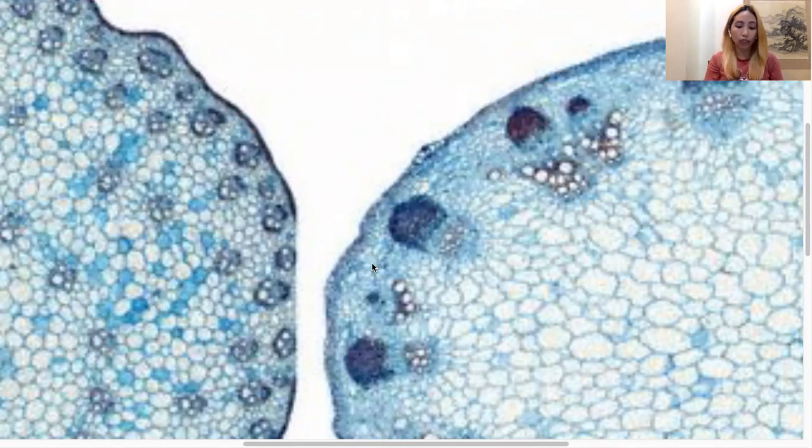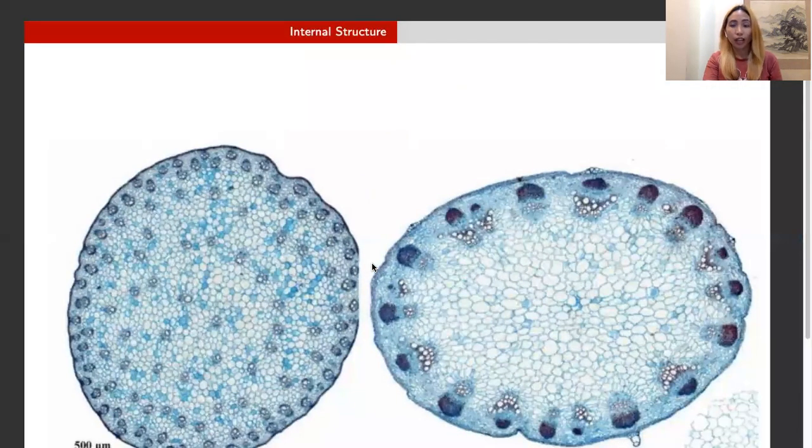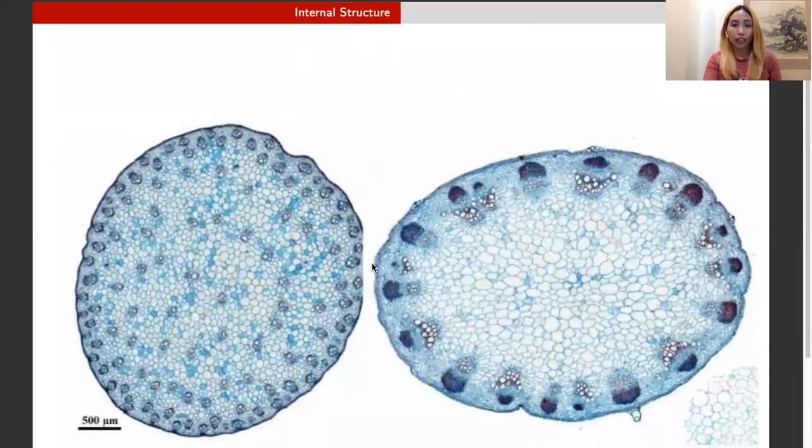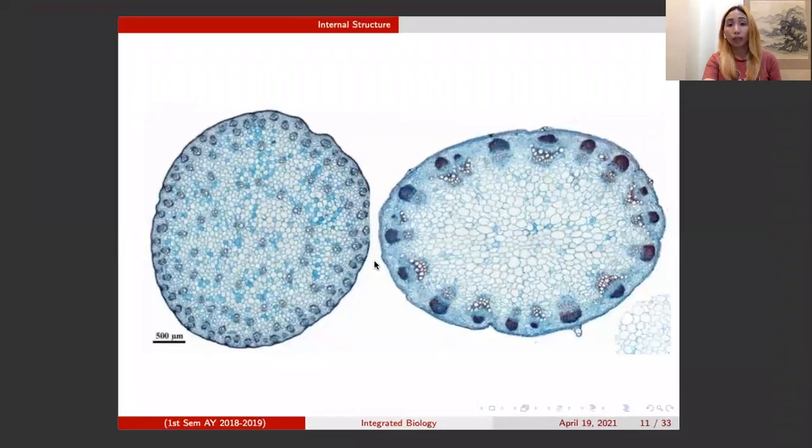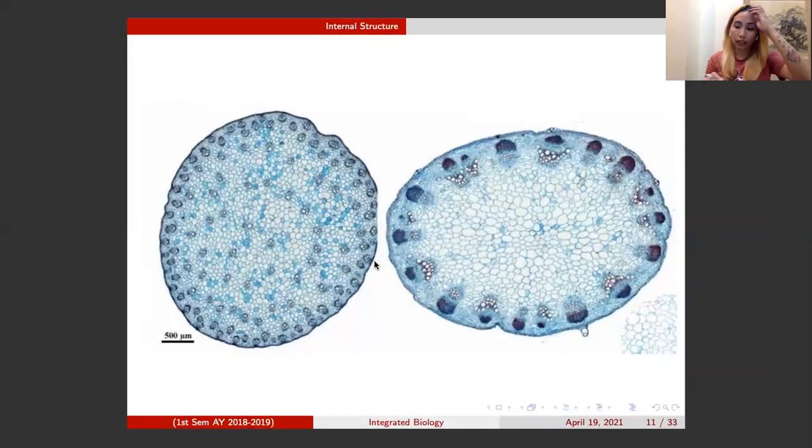Okay, so yung outermost layer na yon, like I said earlier, is normally just one cell thick. So you know kung nasaan yung boundary or yung line, no, that actually tells you where the epidermal layer is. So that's the epidermis.